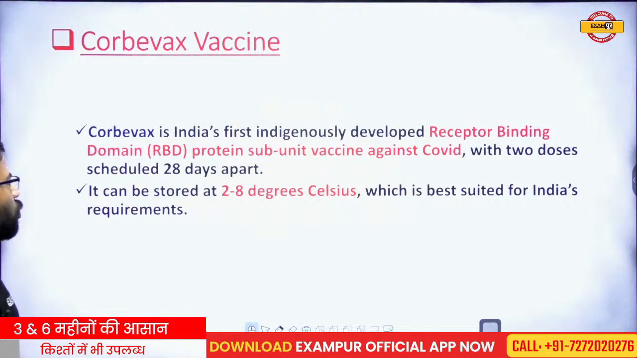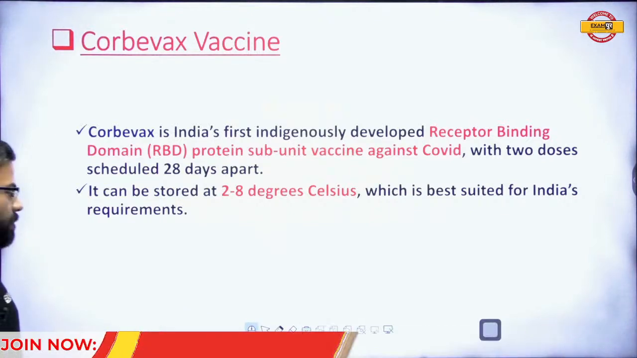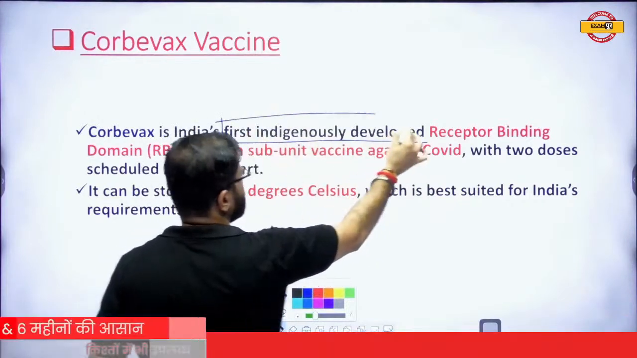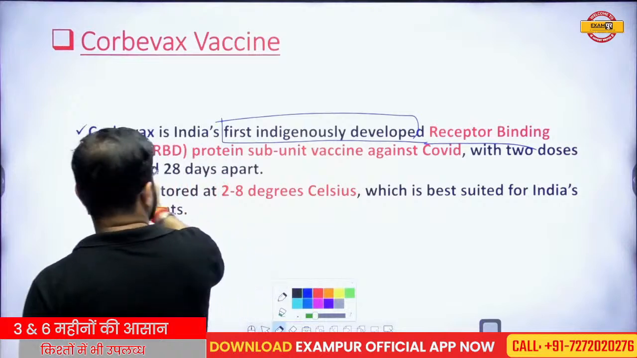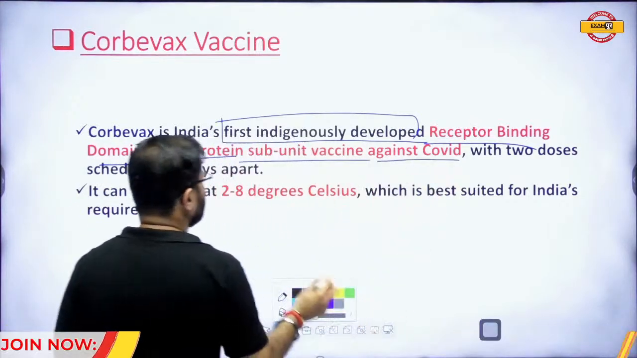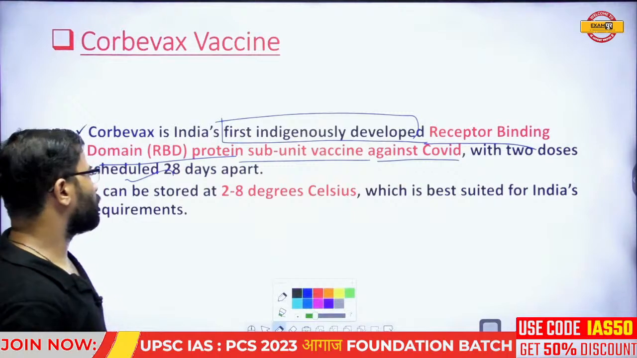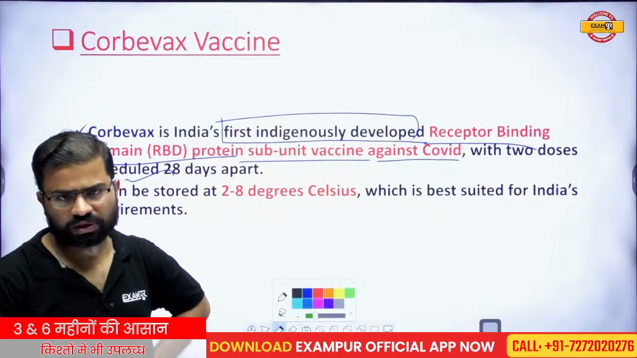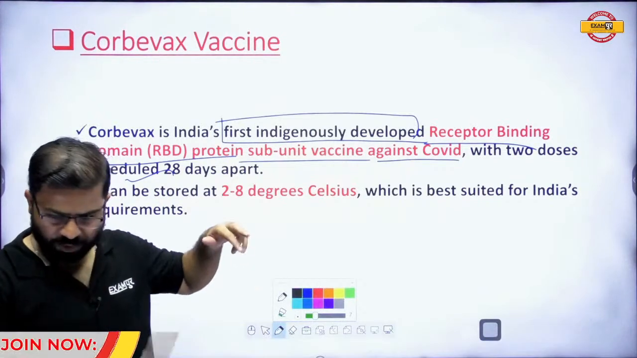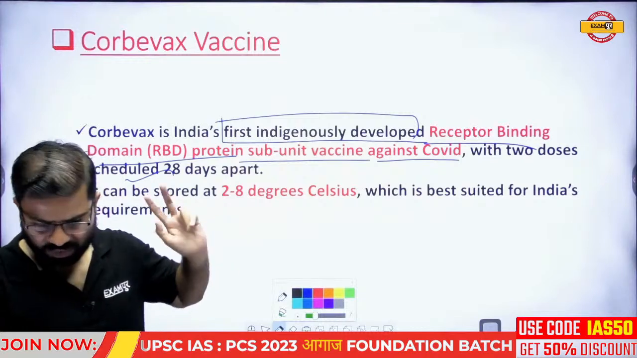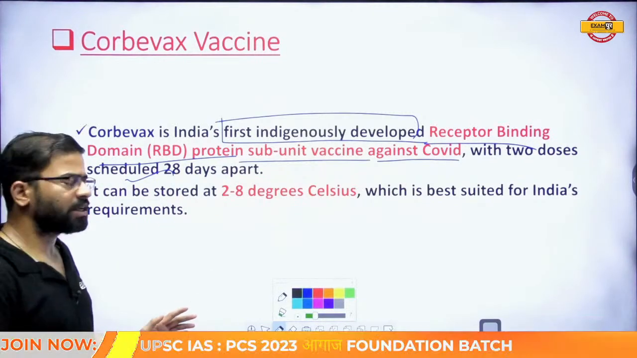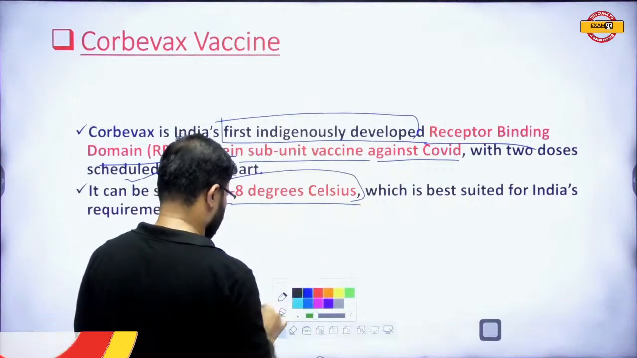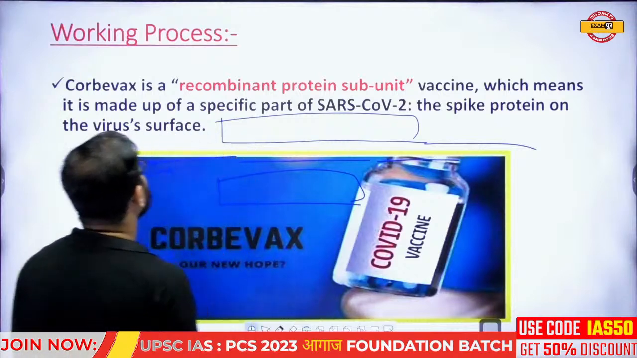Corbevax is India's first indigenously developed receptor binding domain protein subunit vaccine against COVID-19, with 2 doses scheduled 28 days apart. So it has been developed indigenously, and it's a receptor binding domain protein vaccine in which there is a gap of around 28 days between the first and second doses. Apart from that, you can store this vaccine at a temperature range of around 2 to 8 degrees Celsius. Okay, this is a COVID vaccine.